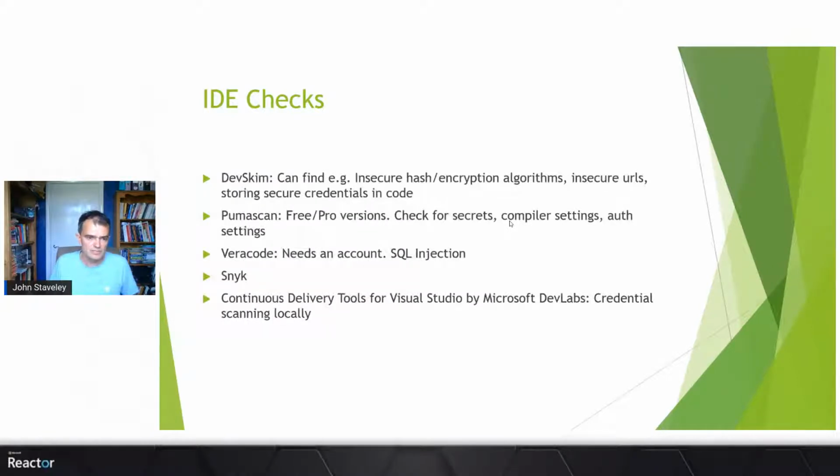So there are lots of different IDE checks. DevSkim can help find insecure hash encryption algorithms, insecure URLs, and security credentials stored in code. Unfortunately, that's only for VS 2019. Scan offers free and pro versions, checks for secrets, and checks compiler settings and auth settings. Veracode, you need an account to run, and it checks for SQL injection. Snyk I've only just got access to, so I don't know a lot about that, but I know it's popular in the industry. And there are also continuous delivery tools for Visual Studio.